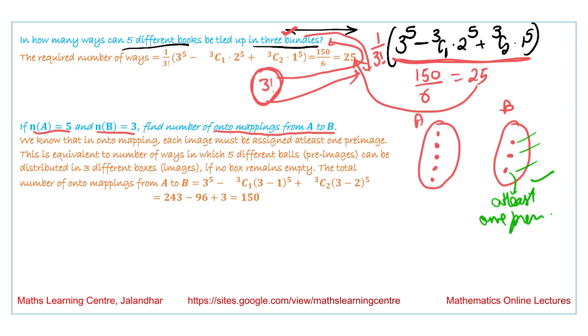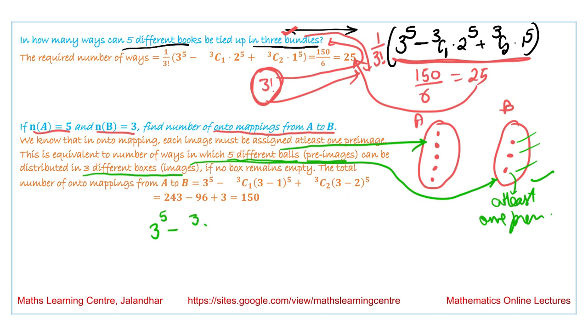So this is equivalent to saying the number of ways in which 5 different balls, the pre-images, can be distributed to 3 different boxes. These are the 5 different balls we have, and these are to be distributed among 3 different boxes, and no box remains empty. And we know that the answer in this case will be 3 raised to the power 5 minus 3C1 into 3 minus 1 raised to the power 5 plus 3C2 into 3 minus 2 raised to the power 5.